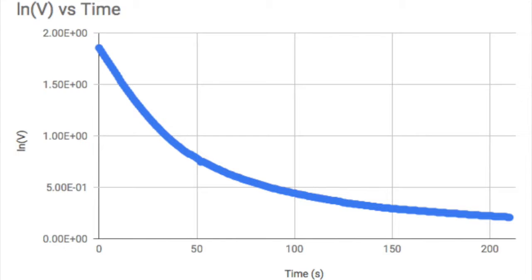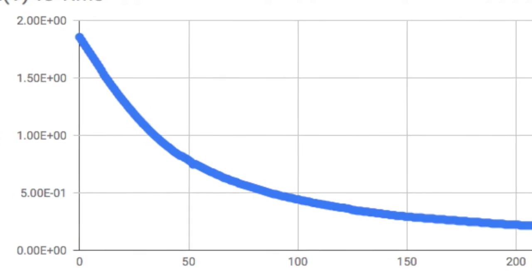So what should have happened is that we should have been able to use our log voltage versus time graph to easily derive the resistance of our resistor, because this second graph should have been linear. However, as you might have noticed, it's definitely not.